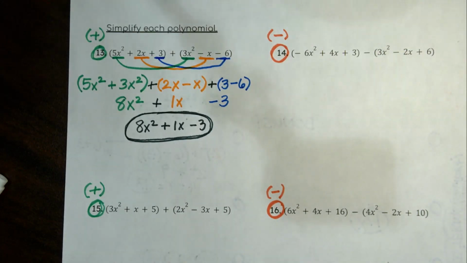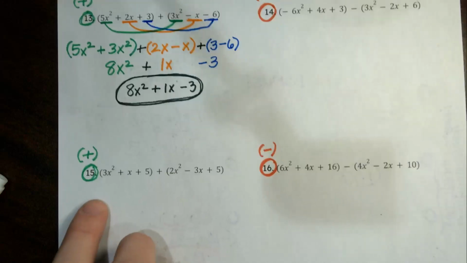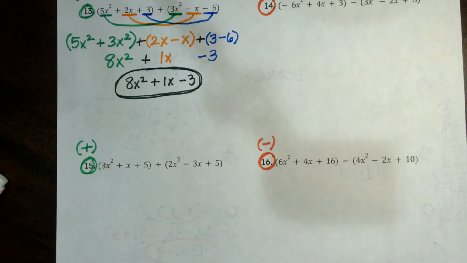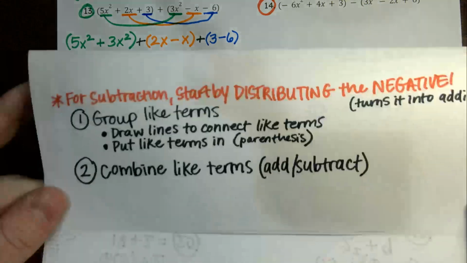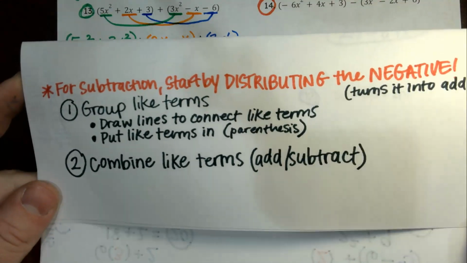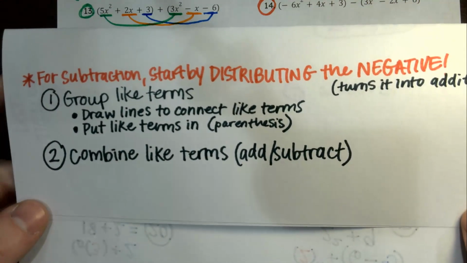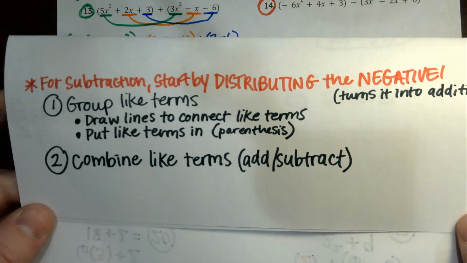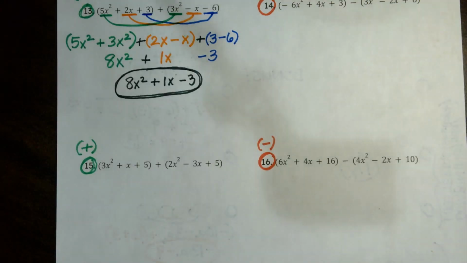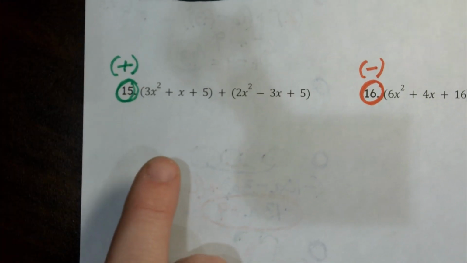Okay, let's move on. And let's go ahead and just do 15 since it's the other addition problem. And we'll look at subtraction next. So we're doing the exact same process here. If we look at the guide that we wrote at the bottom of our page, we're going to start with step 1, which is grouping our like terms. We're drawing lines to connect them, and we're putting them in parentheses, getting ready to combine them. So let's start with our first term here. We have a 3x squared.